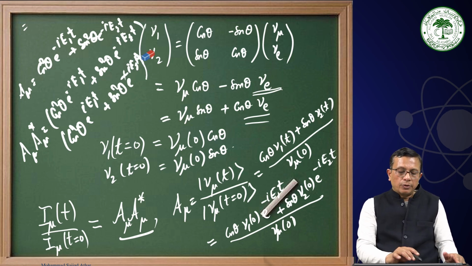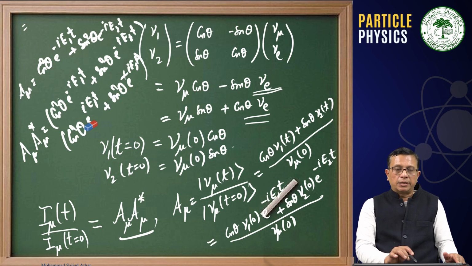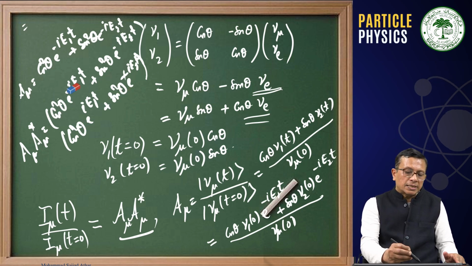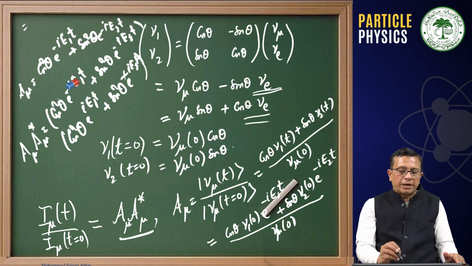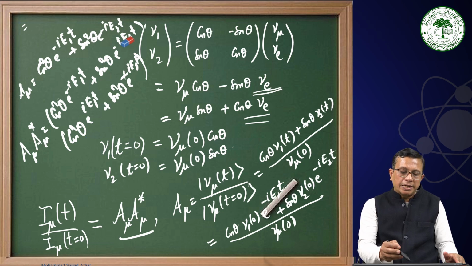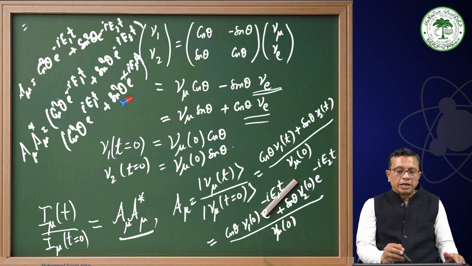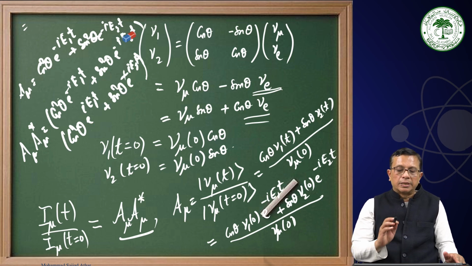And then you can notice that there will be four terms. The first term will be cos⁴θ, because e^(−iE1t) and e^(+iE1t) will cancel out. Then you will have one term cos²θ sin²θ e^(iE2t), then sin²θ cos²θ e^(−iE2t) times e^(iE1t), and then plus sin⁴θ. These two terms will then cancel out.